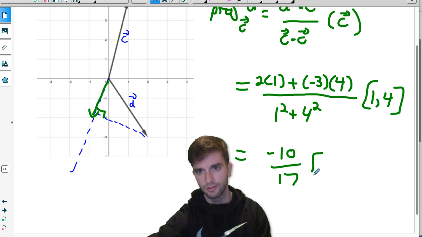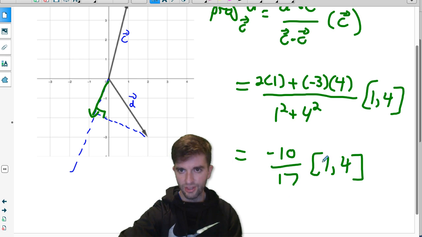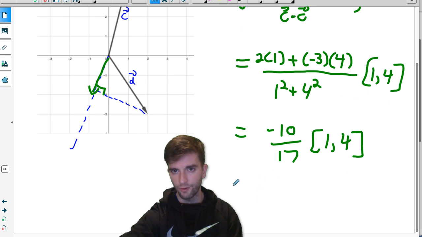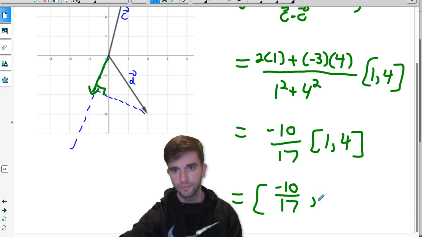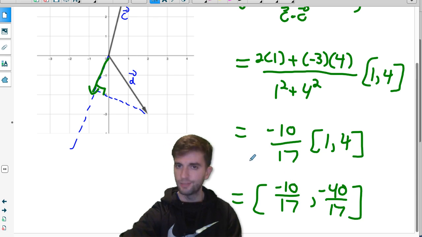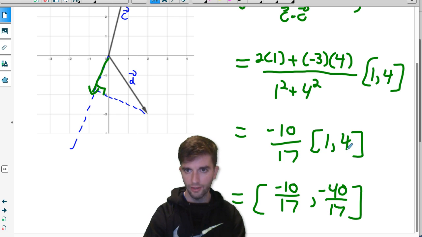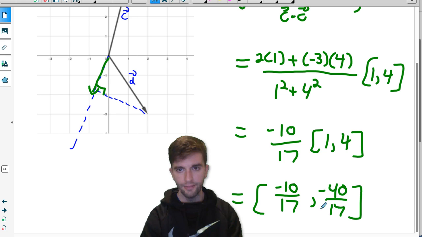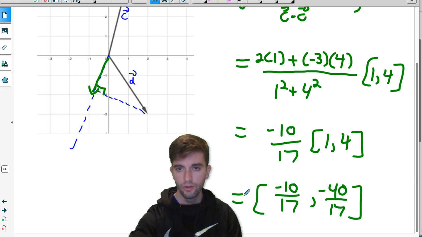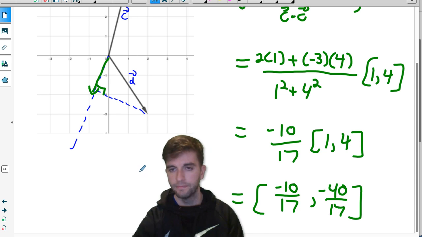That's 17. And then I could distribute this scalar into this vector, or I could leave it in the form it is there. I'll distribute it in. So this would be the vector negative 10 over 17, comma, negative 40 over 17. When you multiply a vector by a scalar, you can think of it as distributive properties. Multiply the x component by the scalar and the y component by the scalar. And this would be what this vector projection would look like. So this is the vector projection of D on C written in algebraic form.